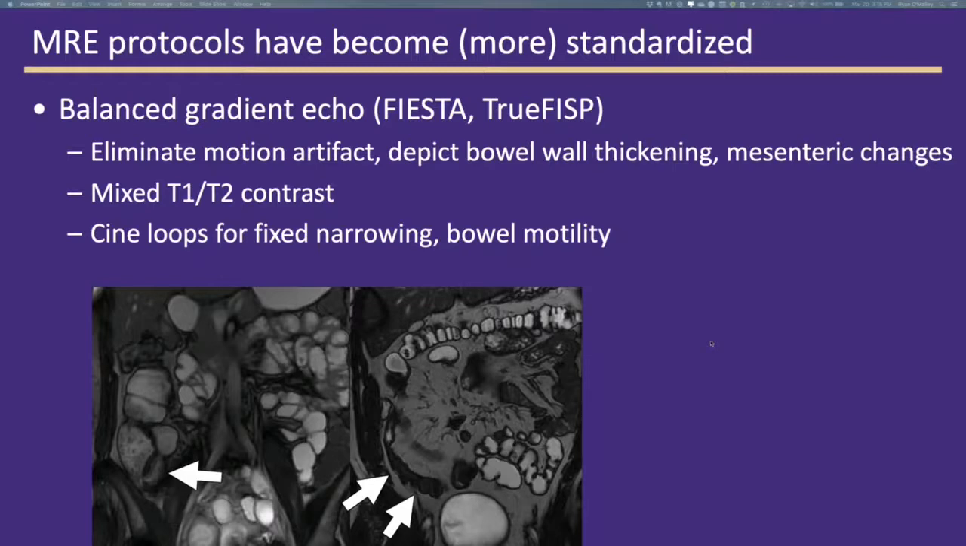So if you're noting lesions in the kidneys or the liver or anywhere else, you should be correlating these with the other sequences and not using the signal on the balanced gradient echo sequences for definitive characterization. Since they're fast and there's minimal bowel motion, these are also the sequences that we use to acquire cine loops to assess for bowel motility. I think these are useful as a small bowel follow-through equivalent to assess the bowel motion, either normal or hyper or hypo peristalsis.